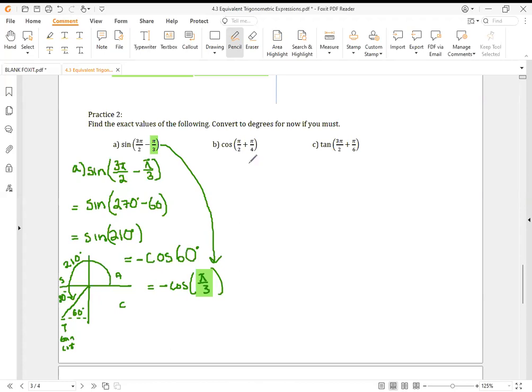Let's try it one more time. Cosine, pi plus pi over 4. I am going to pretend, again, this time I'm going to do it a little differently. This time I'm actually going to add it up. This is equal to 3 pi over 4. Okay, 3 pi over 4, through my practice, I know it's in quadrant 2.